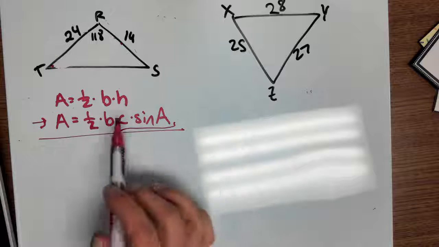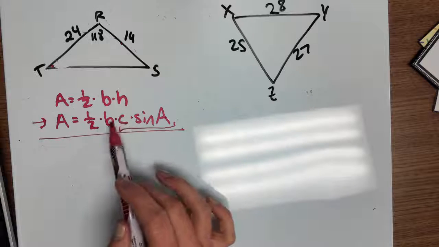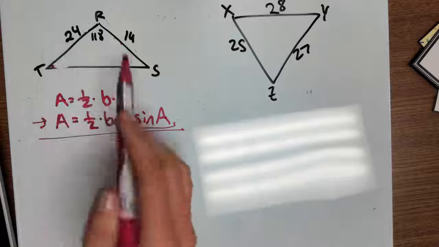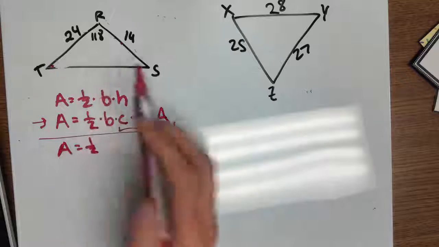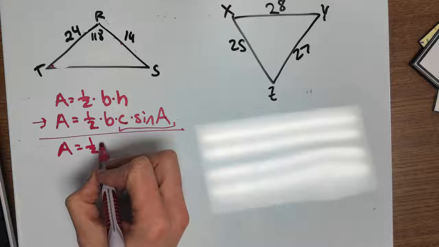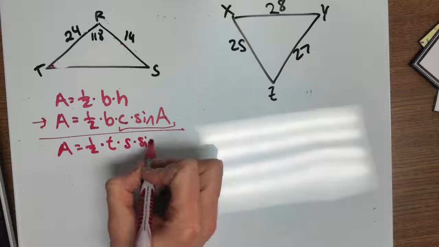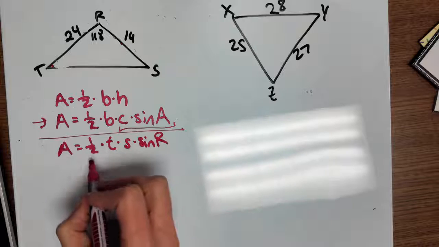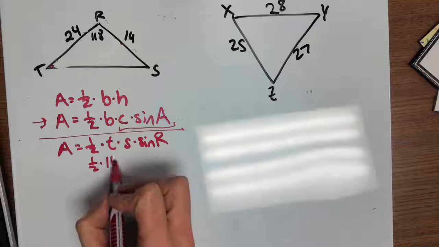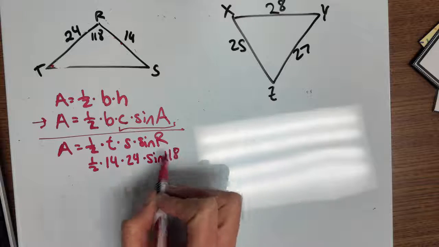Base is one of the legs, so we need 2 legs times the angle that is not opposite of either B or C. So if we're looking at this, we can kind of change my letters. So I'm going to change B, C, and A to fit this. So we're going to do 1/2 times side T times side S times sine of the other angle, which in this problem would be R. So 1/2 times 14 times 24 times sine of the angle that I know.